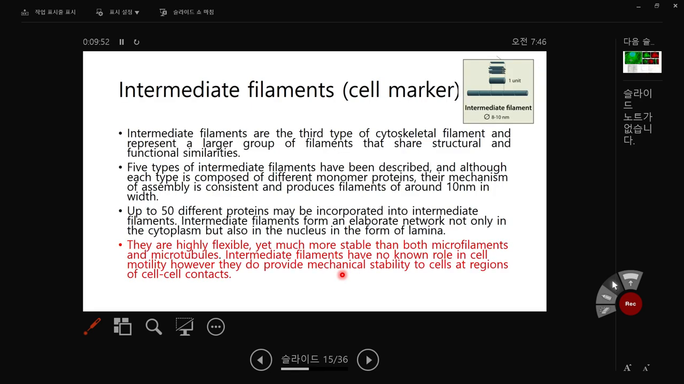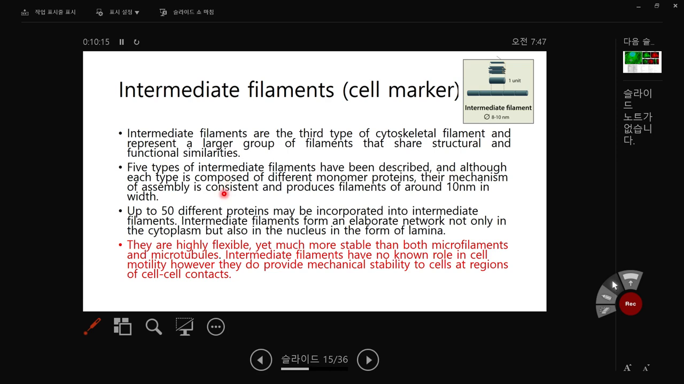Now the third type of the cytoskeleton is the intermediate filament, which is the most abundant and used as a cell marker. Intermediate filaments represent a large group of filaments that share structural and functional similarity. Five types of intermediate filament have been described.